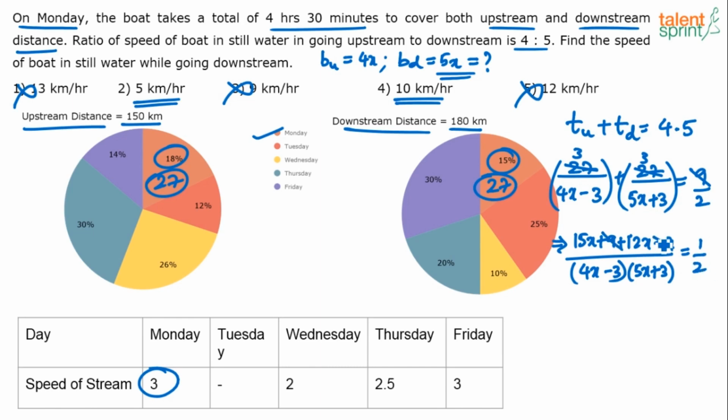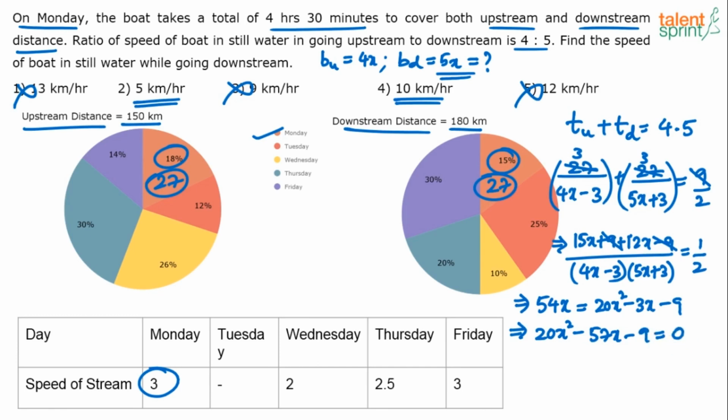So 9 and minus 9 gets cancelled. So what do we have overall? 15x plus 12x is 27x. 27x into 2, 54x equals to, this gets multiplied on the other side, so 4x into 5x, 20x squared, minus 15x plus 12x minus 3x minus 9. Solve for x from this one. The quadratic equation becomes 20x squared minus 57x minus 9 equals 0.